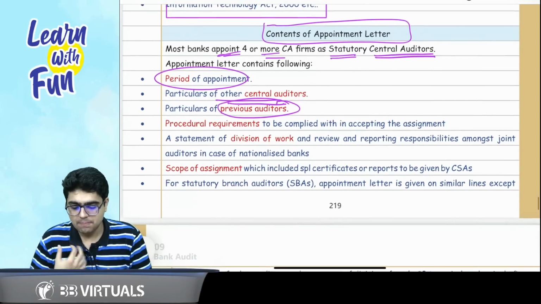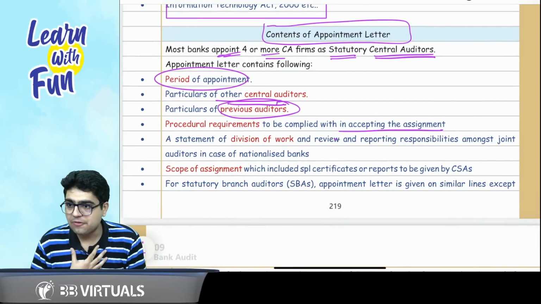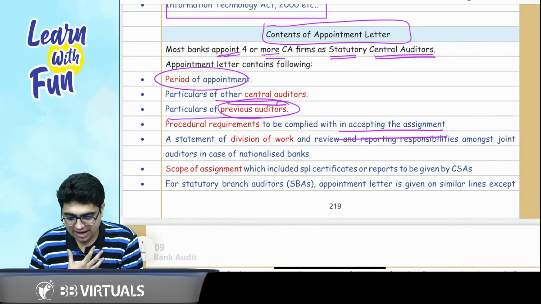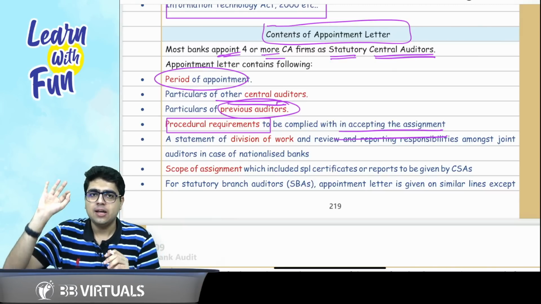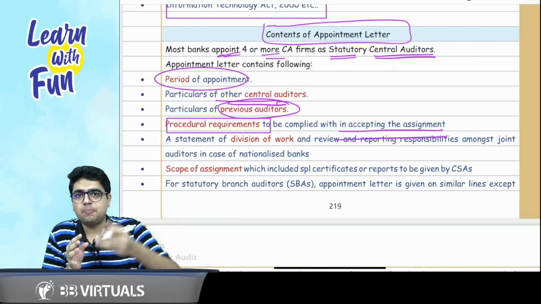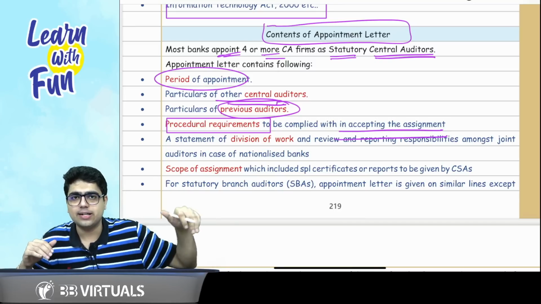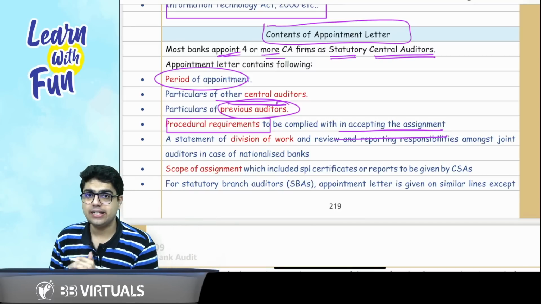Plus, before they accept the assignment, they have to comply with certain procedural requirements. So four points, what are the four points? Period of appointment, details of the previous auditor, details of other current auditors, and the procedural requirements they need to comply with.